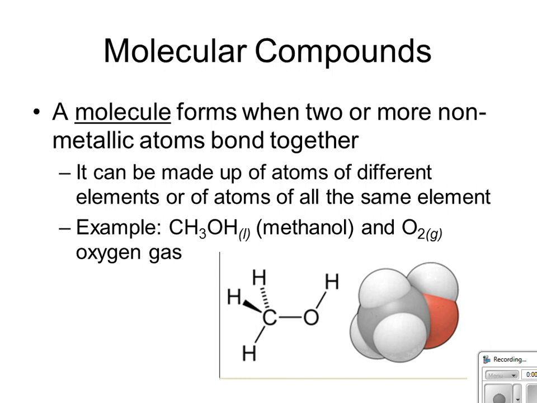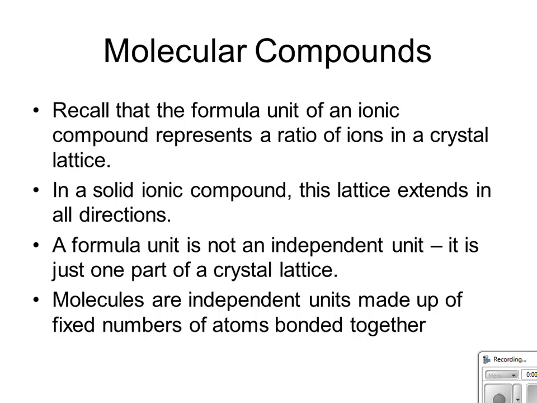And key to note, we don't actually just breathe in oxygen by itself, we breathe in O2, or two oxygen molecules together. Now recall that the formula unit of an ionic compound represents a ratio of ions in a crystal lattice, and that was from a previous lesson where I showed you pictures of the crystal lattice and how it actually lined up with the specific ratios of molecules within that compound.